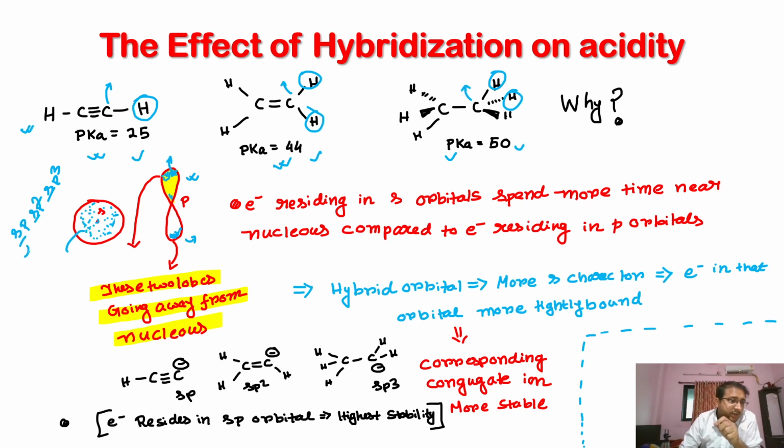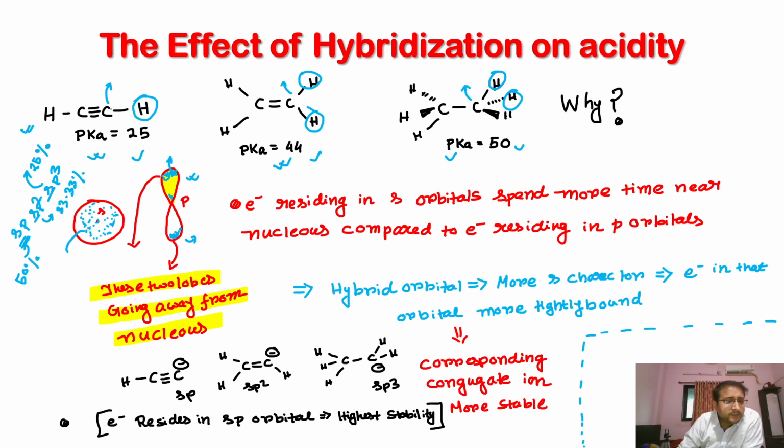You can see that in an sp hybridized orbital, the percentage of s character is roughly 50%. On the other hand, in sp2, the percentage of s character drops down to almost 33%. In sp3 hybridized orbital, it further drops down to 25%. So the percentage of s character is the highest in the sp hybridized orbital. Any electrons residing in an sp hybridized orbital will be much more tightly bound by the nucleus compared to electrons residing in an sp3 hybridized orbital.